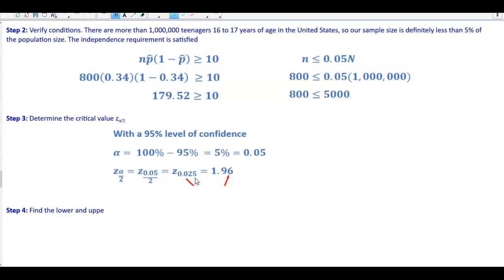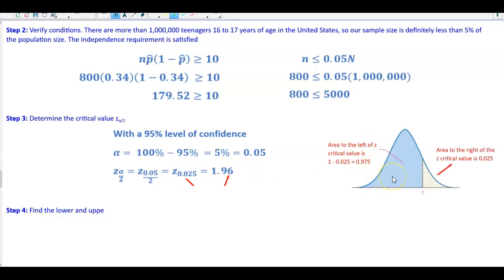0.025. Now, if you recall, whenever we have z with a subscript of alpha, this represents the area that's to the right of the critical value. What I mean by that is, if you take a look over here, the value here, this area, is to the right of the z critical value, which is 0.025.